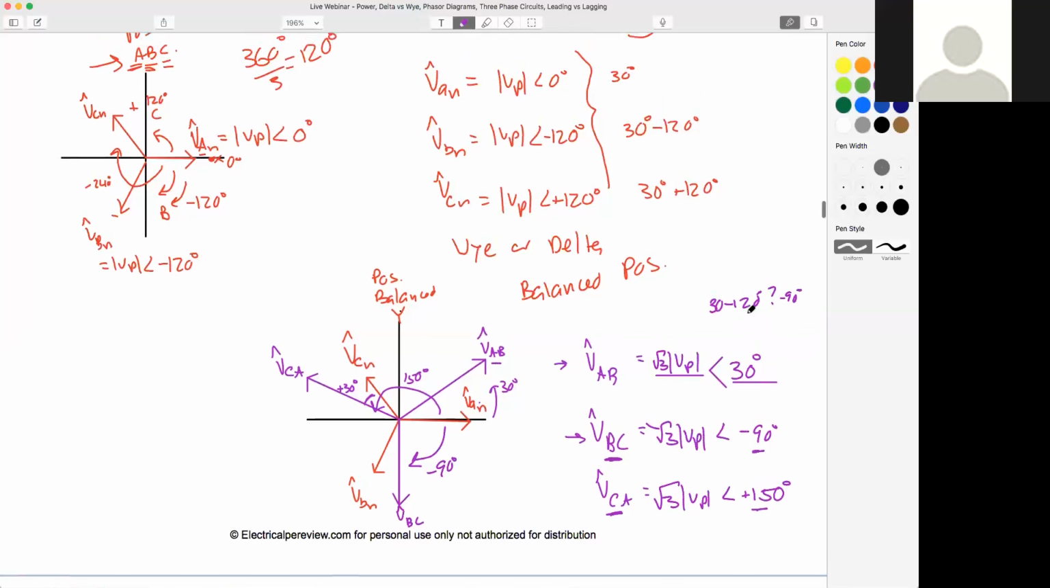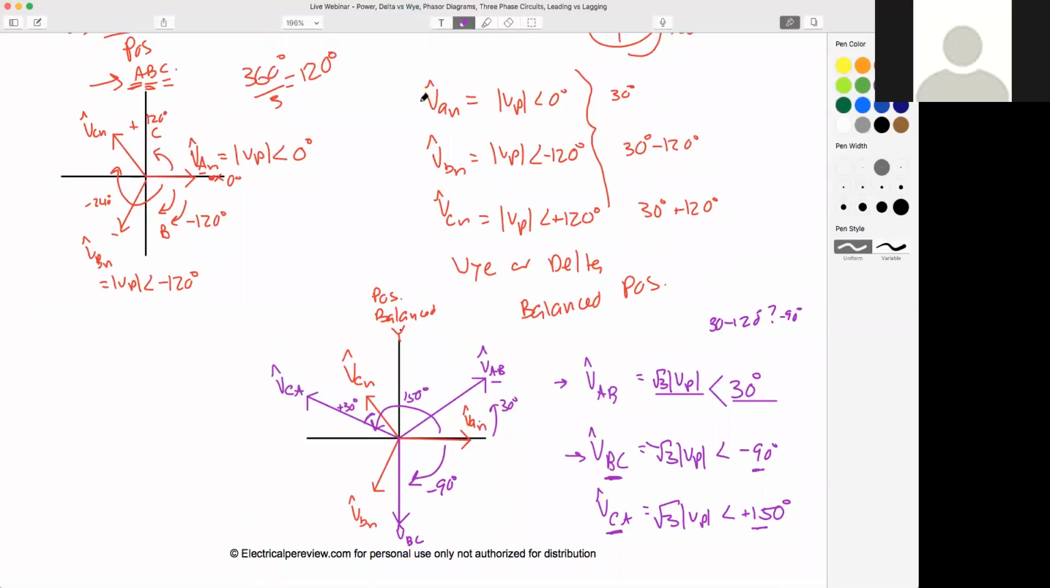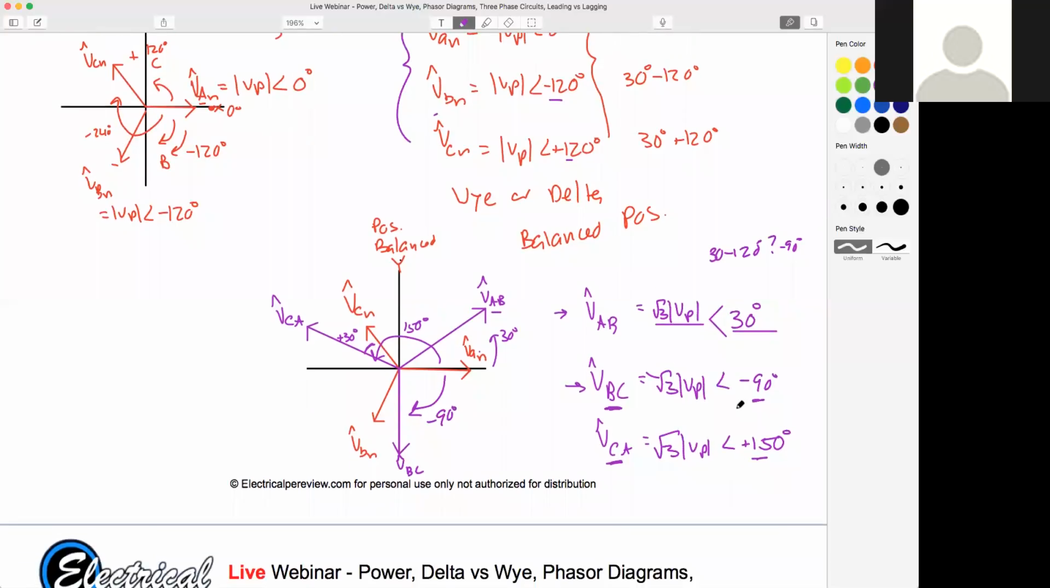So just how our phase voltages are spaced out by 120 degrees, our line voltages are also 120 degrees apart. Does everyone see that? If I go from VAN to VBN, it's minus 120. VBN to VCN, minus 120. VCN to VAN, minus 120. If I go from VAB to VBC, it's minus 120. VBC to VCA, minus 120. And VCA to VAB, minus 120. So when they're balanced, they're all spaced out evenly by 120 degrees apart.